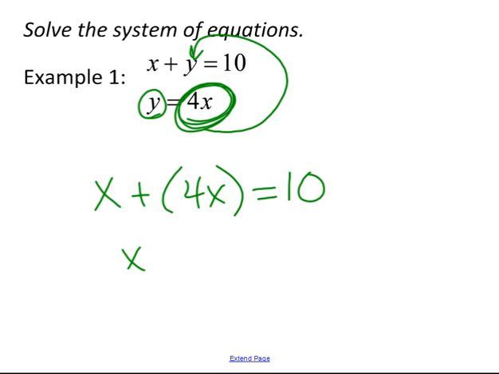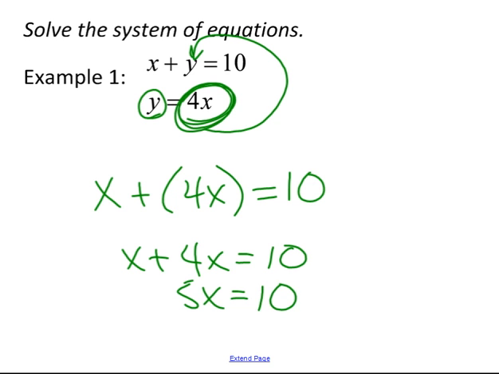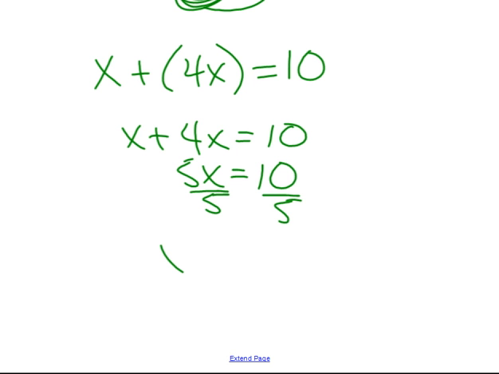Solve. x plus 4x is 5x. Combine like terms. And 5 times x, the opposite of times is divide, and you get an x value of 2. You're not done because you have to find the y value as well.